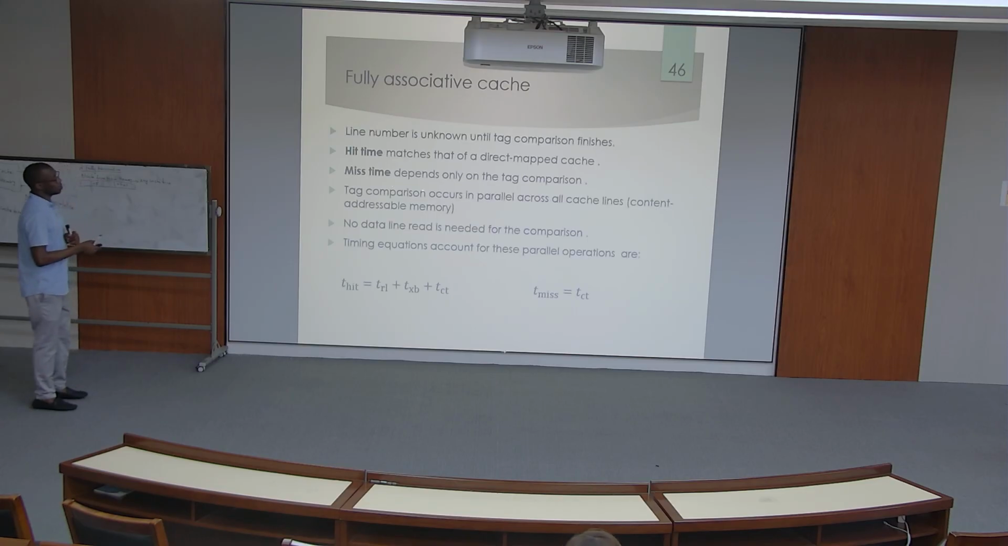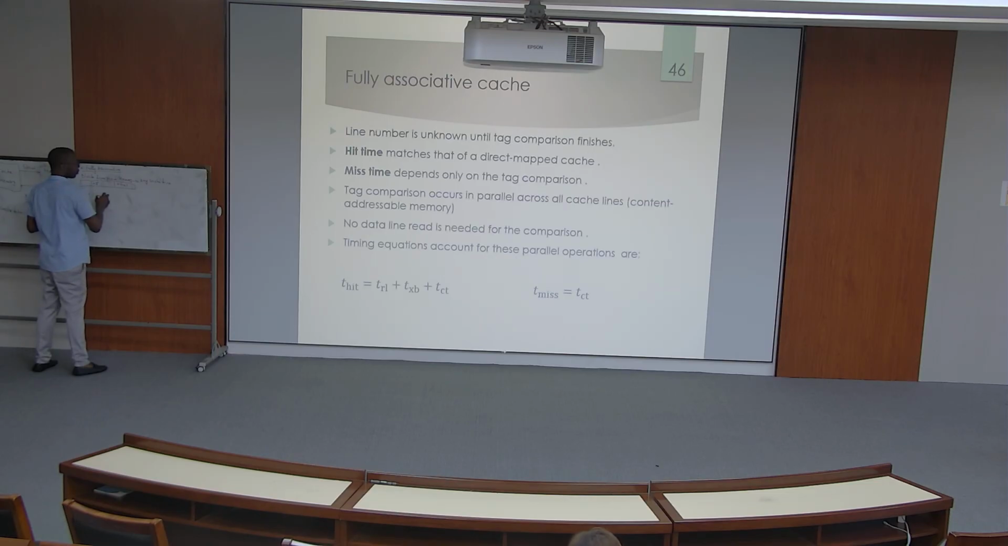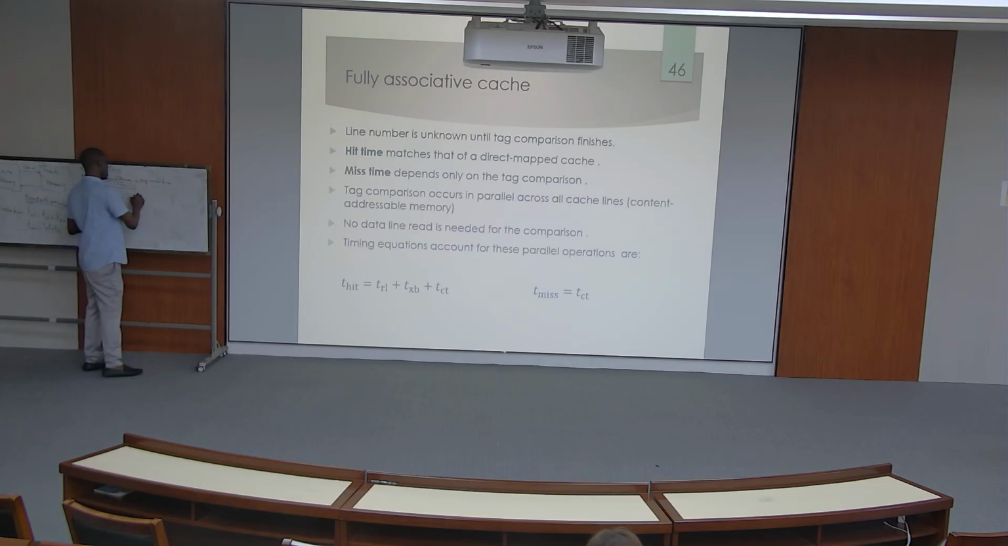For the miss time, it only depends on the tag comparison. So for the fully associative hit time, we have the time that the system spent on reading the data plus the time that the system spent on transmitting the data plus the time that the system spent on comparing tags. For T-miss, the miss time, we have the time that the system spent on comparing tags.